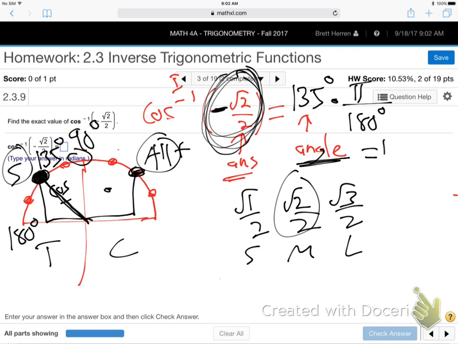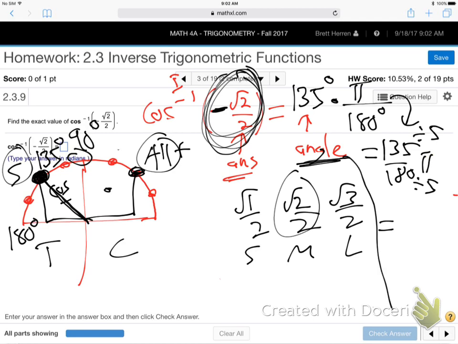So what is that then? 135 over 180 pi. And then just reduce. Divide by 5, with your calculator. Or some of your calculators do it automatically, huh? What is that? What's 135 divided by 5? 27, thank you. 27 over 36. Oh, we got to reduce again, huh? Then divide by 9, top and bottom. So 3/4 pi in the end.